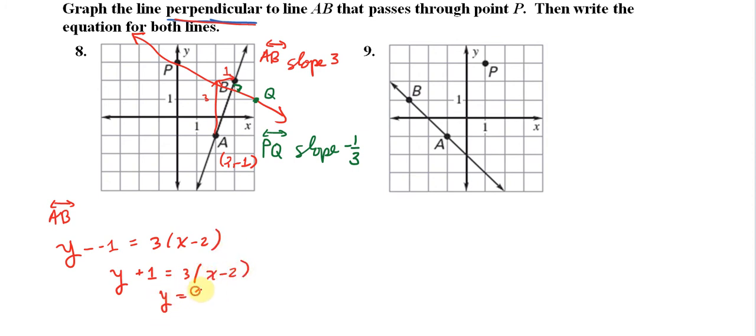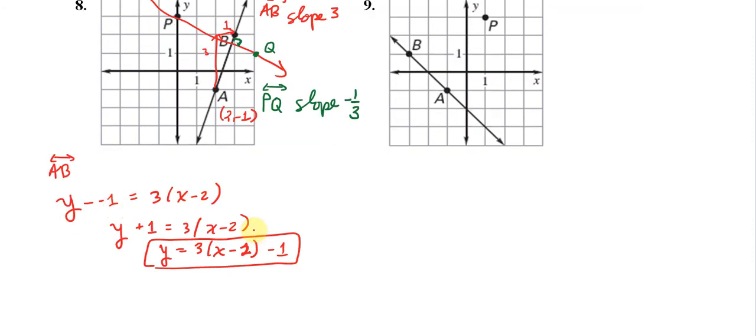And then we can go one more step, maybe y = 3(x - 2) - 1. And this is perfectly acceptable as point slope form. If you needed slope intercept form, you just have to multiply everything out.